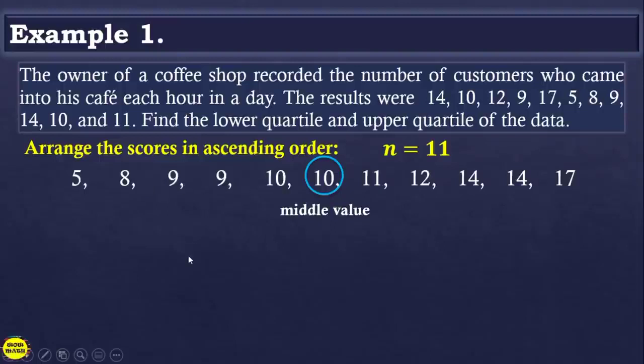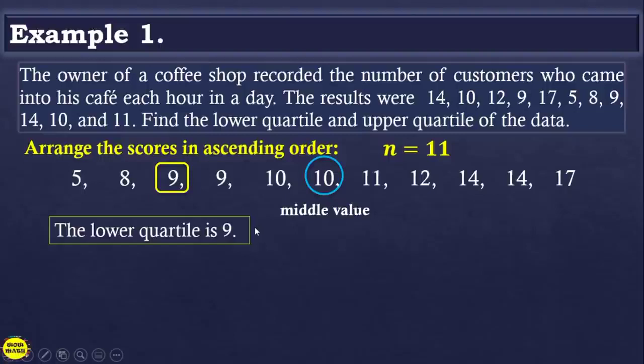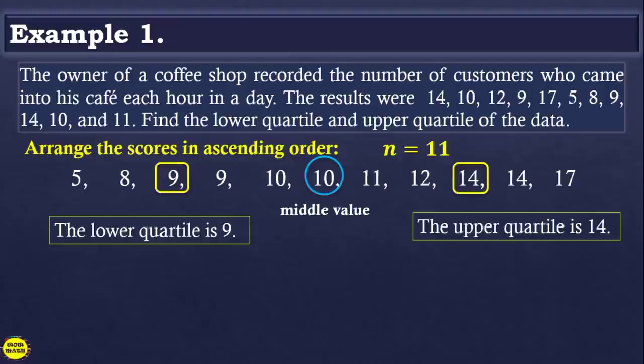So what is the lower quartile? Kung ano yung gitna nila, yun yung lower quartile natin, and that is 9. So therefore, the lower quartile is 9. And dito naman, mula sa 11 hanggang 17, kunin natin yung upper quartile natin. So ano yung middle value dito sa limang scores na to? That is 14. So the upper quartile is 14.